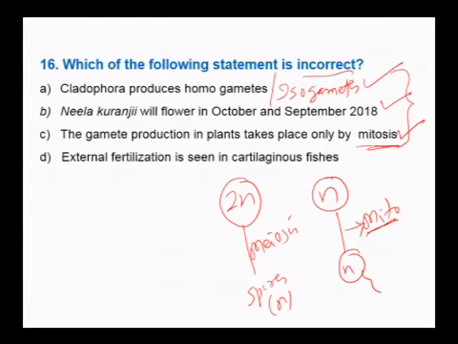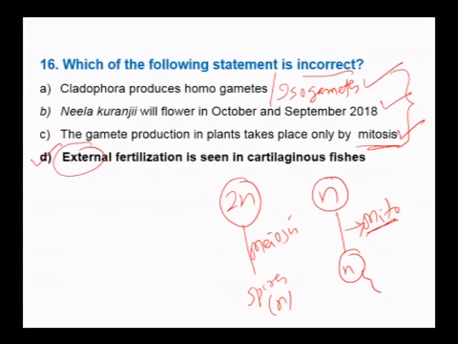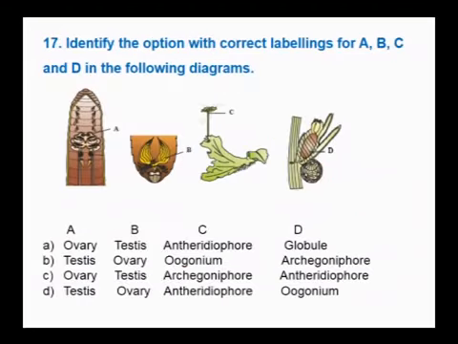External fertilization is seen in cartilaginous fishes. External fertilization is a characteristic of some amphibians and bony fishes, not cartilaginous fishes. In cartilaginous fishes, it is internal fertilization. Sharks have special copulatory organs, claspers, to deposit their sperms into the genital tract of the female. Therefore, in cartilaginous fishes it is not external, it is internal fertilization. Therefore, the incorrect statement is D. We shall move on to the next question.